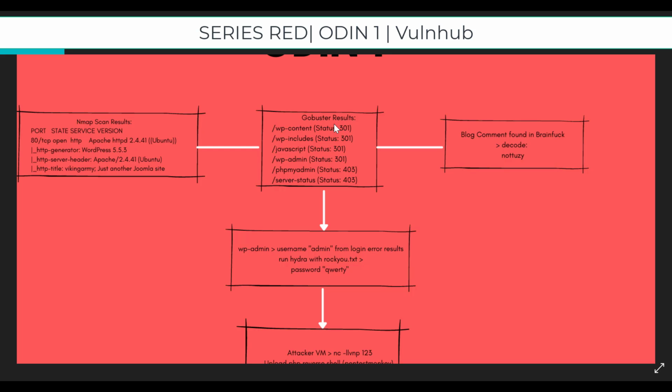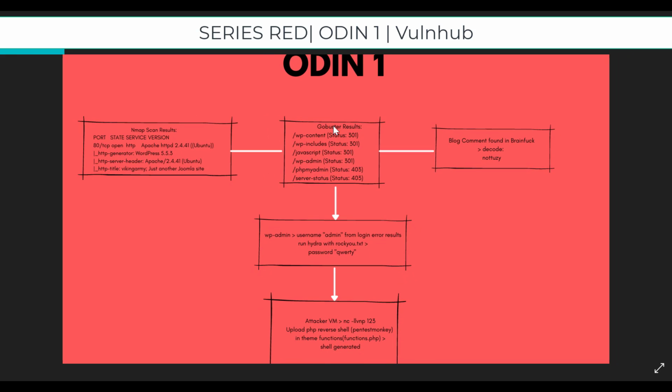By the way, make sure you put the IP address in the /etc/hosts file and put something like Odin. If you have solved some boxes in Hack the Box, you might be aware that you have to put the IP address and the similar URL in the /etc/hosts. Sometimes it doesn't work otherwise.